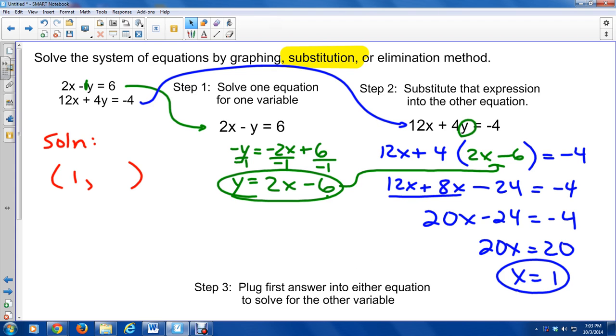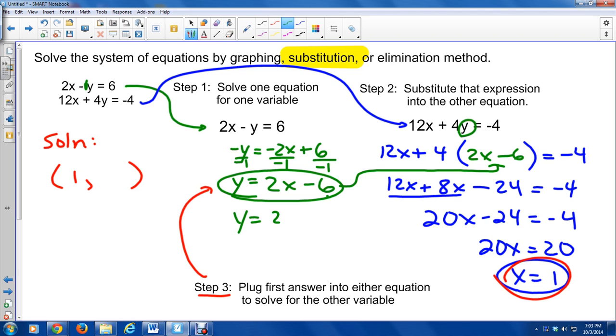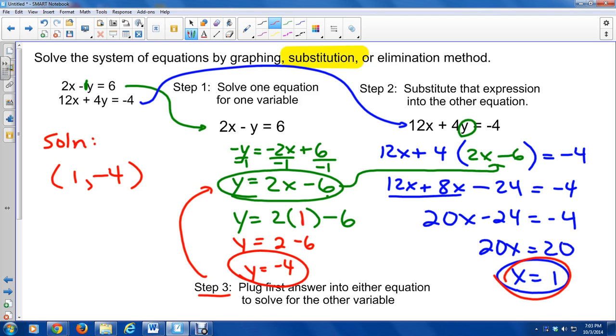Okay, my personal preference is I'm actually going to go right back to the equation that I had when I solved for one variable, because if you notice, we actually have it already solved for y, and that's what I'm looking for. So I can go ahead and say y equals 2 times x, but remember x is 1. Plug in the 1, giving me 2 minus 6, giving me y equals a negative 4 for my second answer. So of course we're going to put that in our coordinate point. 1, negative 4 is our solution to this system of equations.